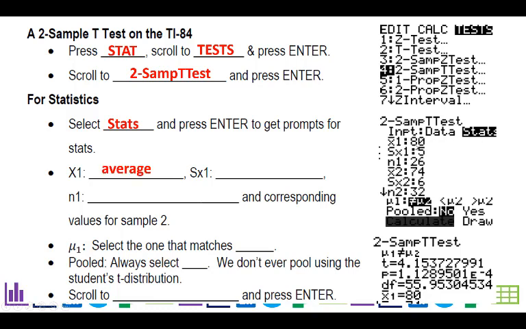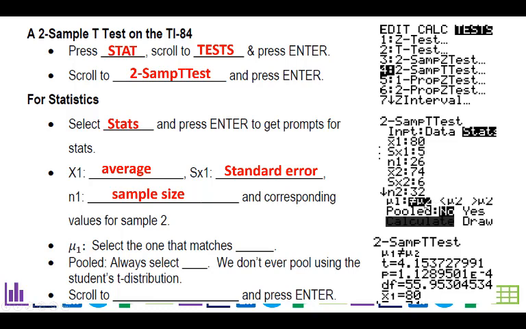For x1, that's your average for the first sample. S of x1 is the standard error for your first sample, and n1 is your sample size. And then you do the same thing for sample 2 right here. You have x2, S of x2, and n2.